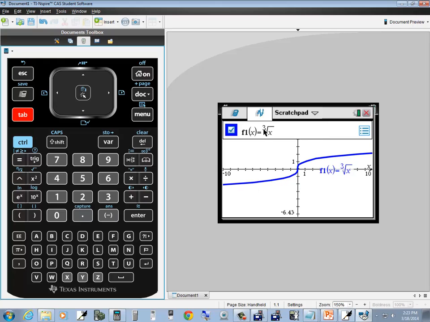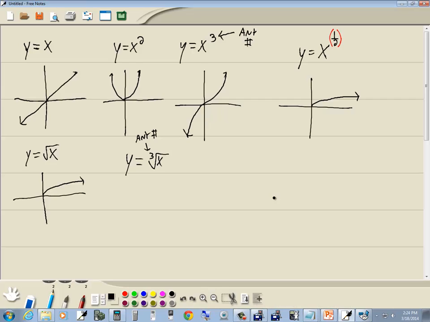So tab kind of performs two different purposes. At first it switched us from the index to what's underneath the radical. Then when I did tab again, it actually graphed it. We'll see a different way of doing that on the next problem.